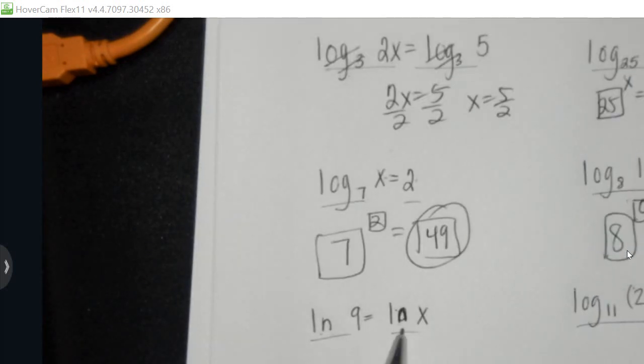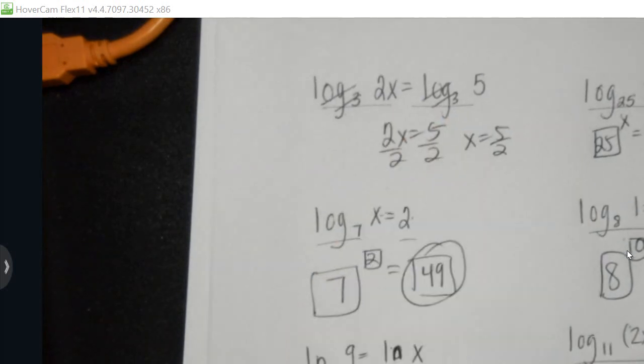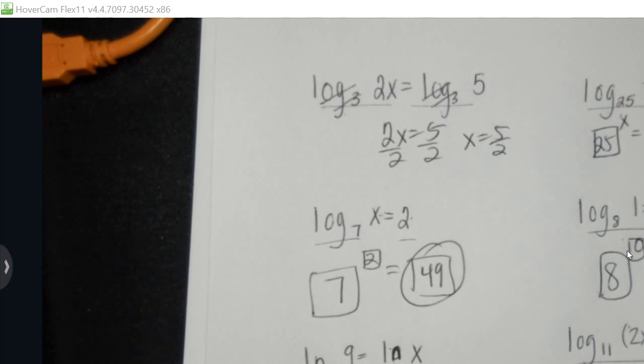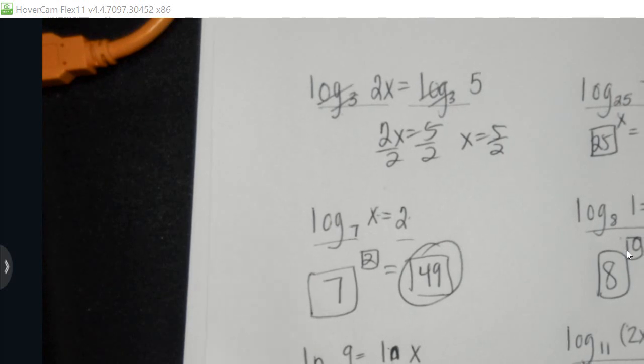Down here, this is going to be the same type of equation as we have up here. And why is that? Because ln, known as the natural log, is really log base e. So in this situation, we have the exact same base. There's no additional adding or subtracting. X is equal to 9.